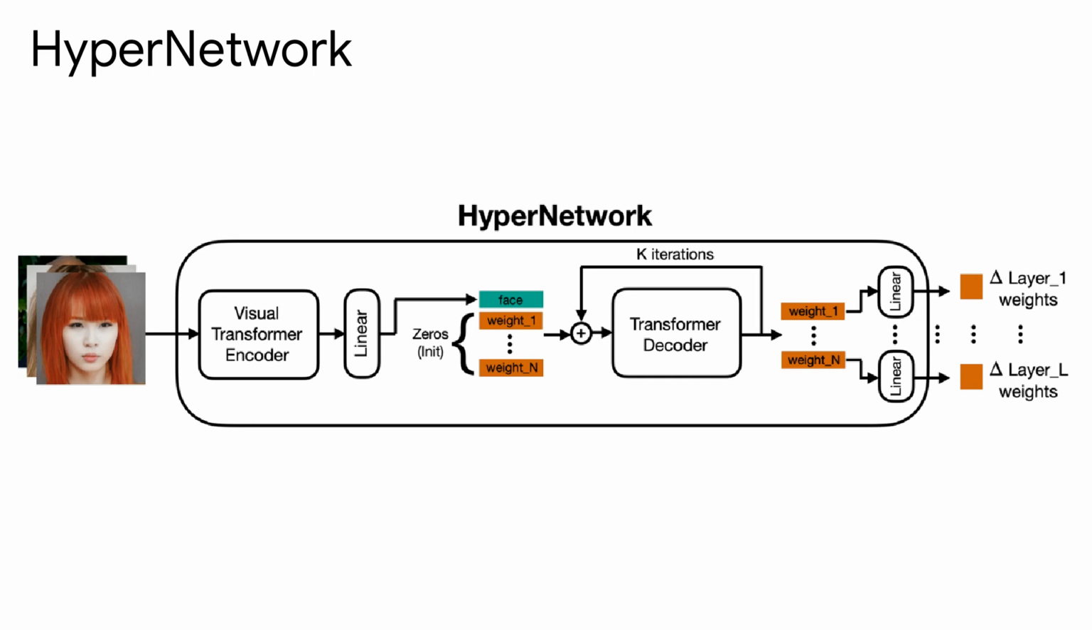The hypernetwork structure is that of a transformer with a visual transformer encoder backbone that predicts a face embedding. This face embedding is then fed to a transformer decoder that ultimately predicts embeddings that will become diffusion model weights using k iterations of residual forward passes.